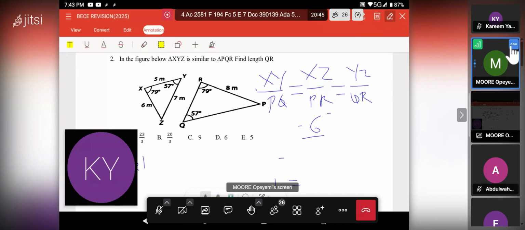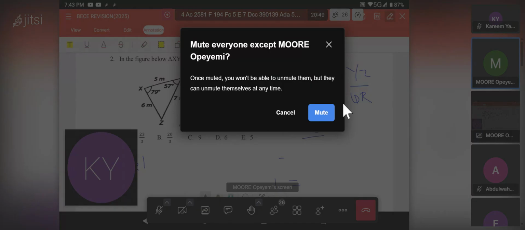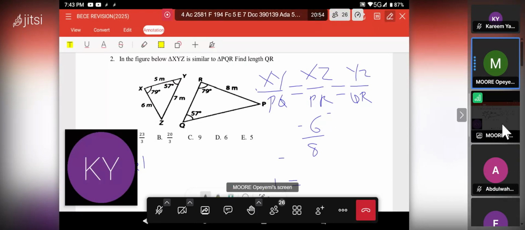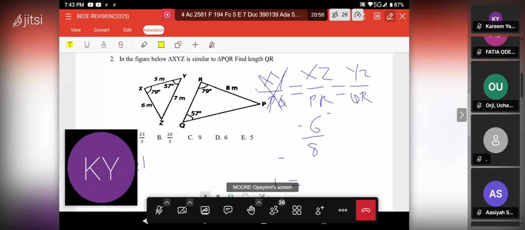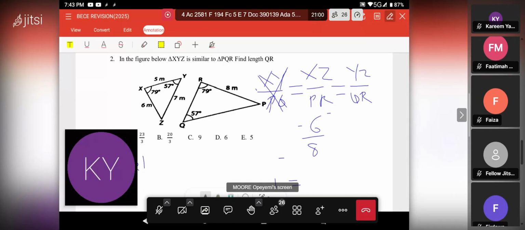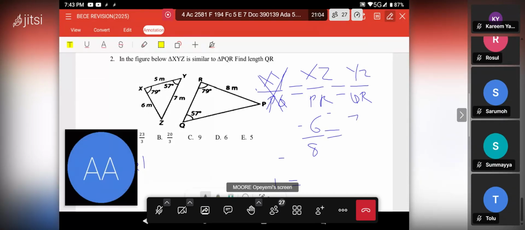Now PR, you can see line PR is 8. Then the one that involves what we are looking for is QR. So automatically this one is not needed. Even if they are given, we don't need it now. So we now look at YZ. YZ is 7. That is what we mean by the ratio of the corresponding length. Then QR, we don't know it. That is the one they ask us to look for.